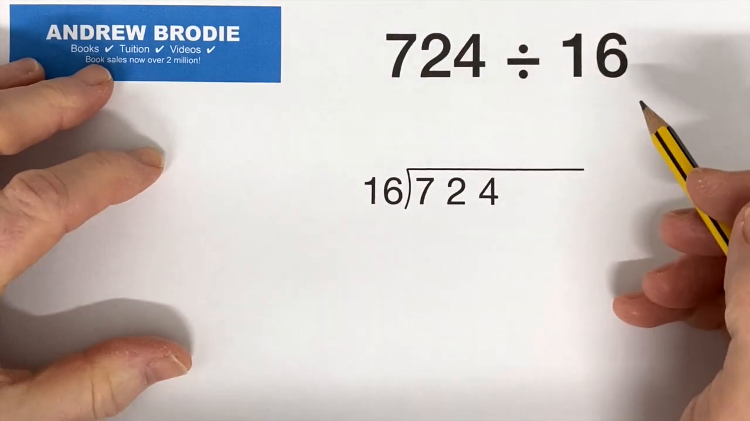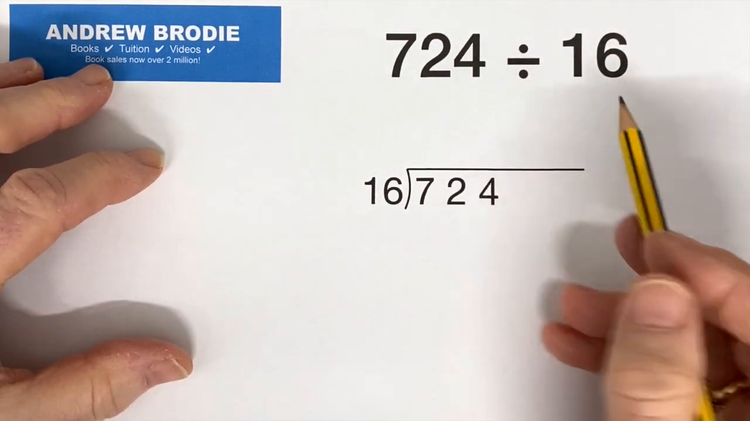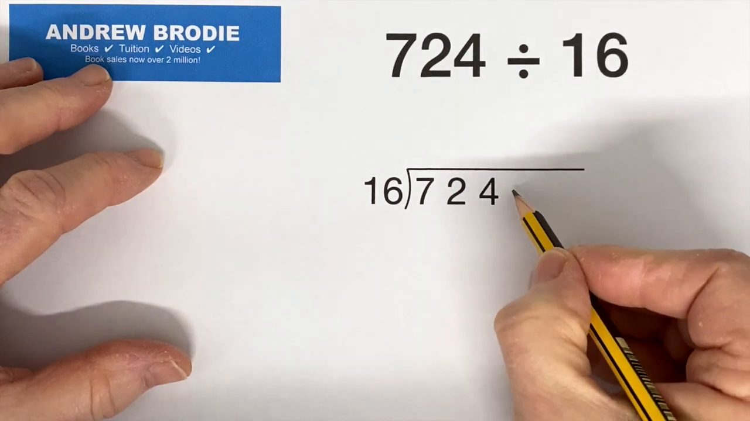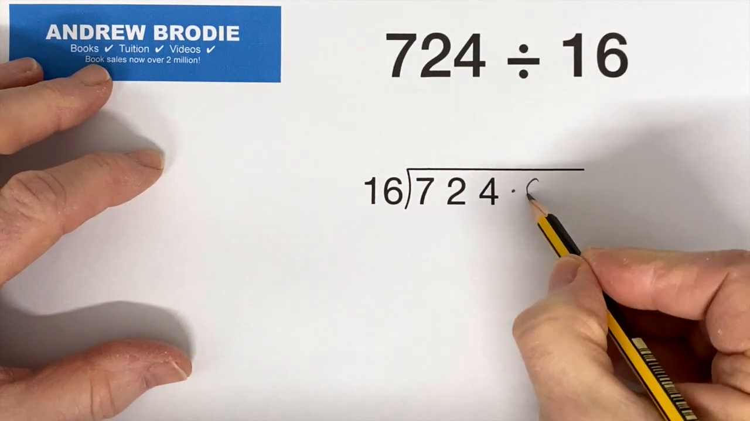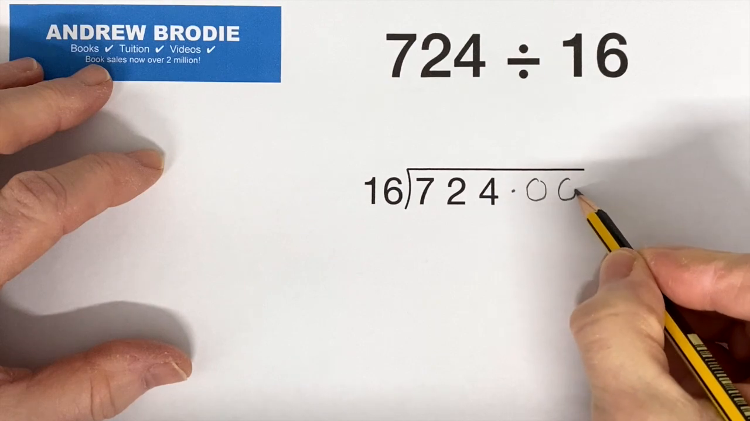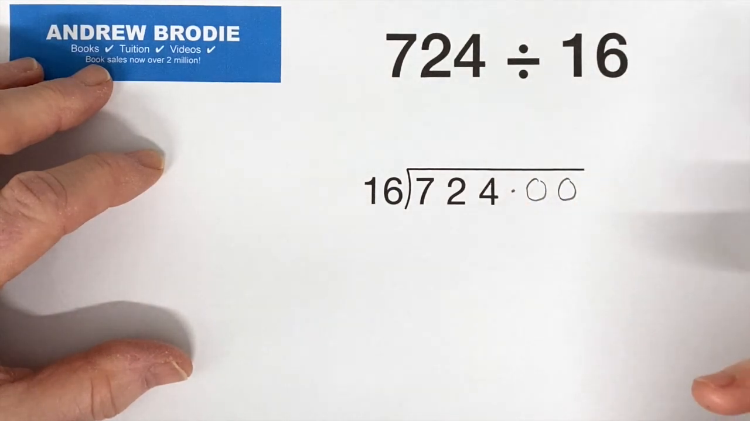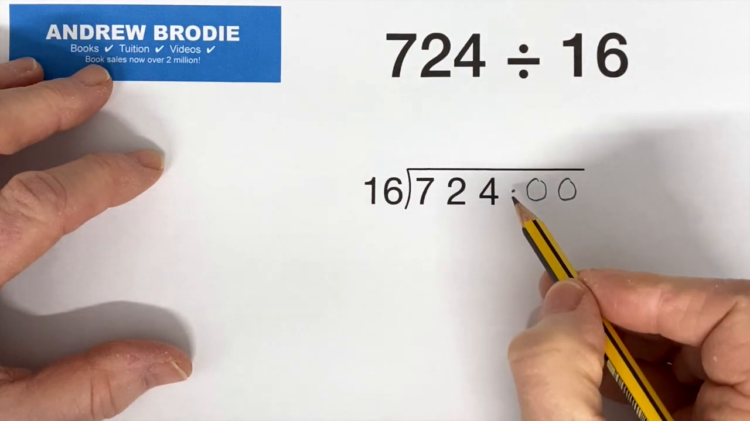And here's another example. Because I know that this one's going to have a remainder, I have extended the top line. The reason I've done that is because I can put a point and I can put some zeros. And I can actually put as many zeros as I like. I know that I'm only going to need 2 at the most on this occasion, but you can put as many as you like and keep using them.